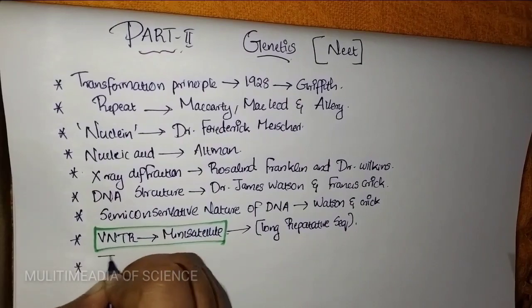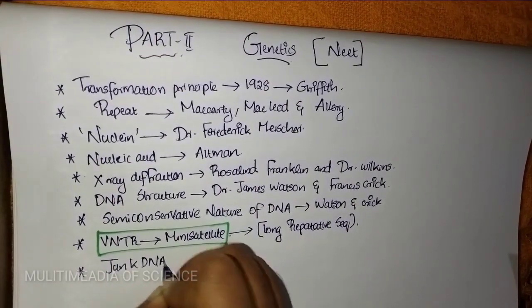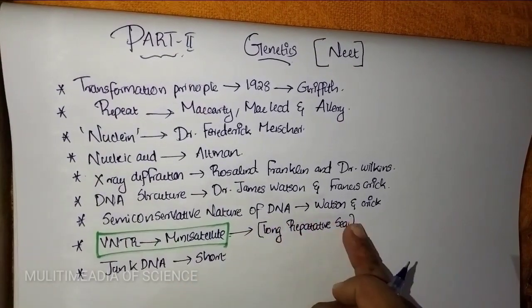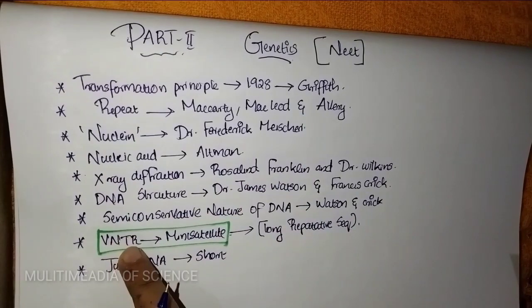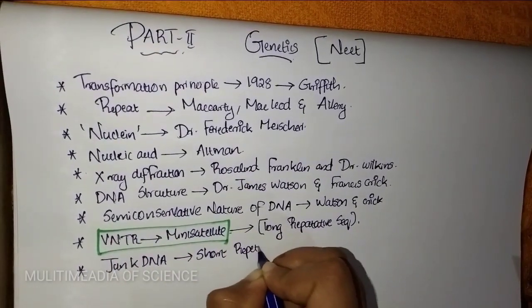So next is junk DNA. And this junk DNA is an example of a short repetitive sequence. The long repetitive sequence example is VNTR and the short repetitive sequence example is junk DNA.